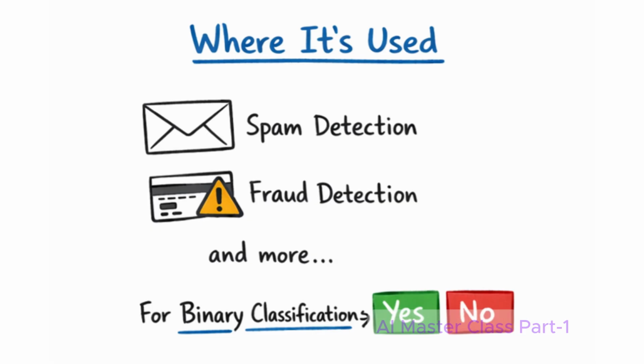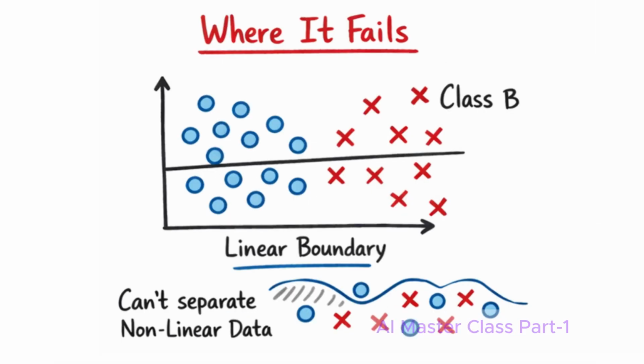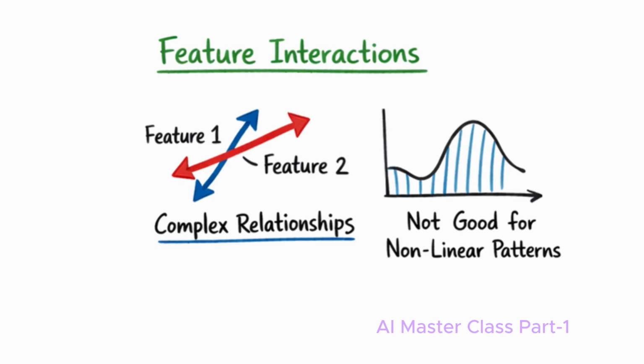Now the important part is, where does it fail? Logistic regression still assumes a linear boundary. That means it tries to separate classes using a straight line. So if the actual data is complex and cannot be separated linearly, this model will struggle. Secondly, it does not perform well when there are too many complex interactions between the features. That means the effect of one feature depends on another feature, because it cannot capture non-linear relationships.